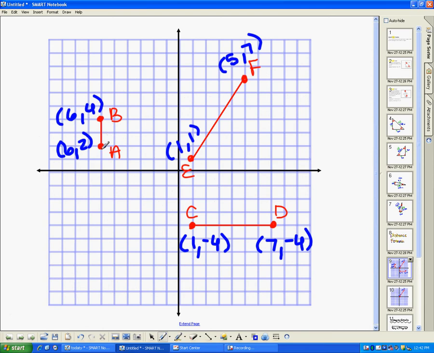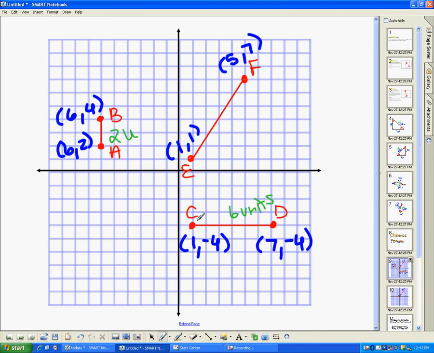We have point A here, which is at (6, 2). We have point B, which is at (6, 4). I can tell looking at these two that the distance here is 2 units because there's 1, 2 spaces between the two. For CD, C is at (1, -4), and D is at (7, -4). So the distance between these is 1, 2, 3, 4, 5, 6. So the distance here is 6 units.